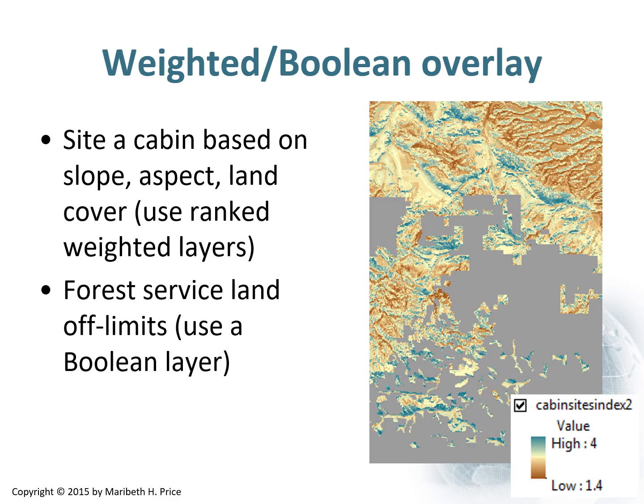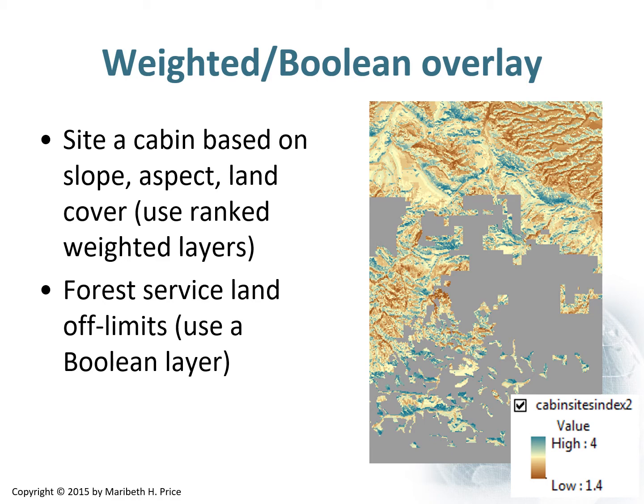So when we do a weighted Boolean overlay, for example, looking for a place to put a cabin, we're going to look at slope, aspect, and land cover, and we're going to use ranked weighted layers just like we did before. The thing here is Forest Service land has to be off limits. Why? Well, it doesn't belong to anyone. You can't buy it. It belongs to the Forest Service. So you have to take it out of the picture to start with.